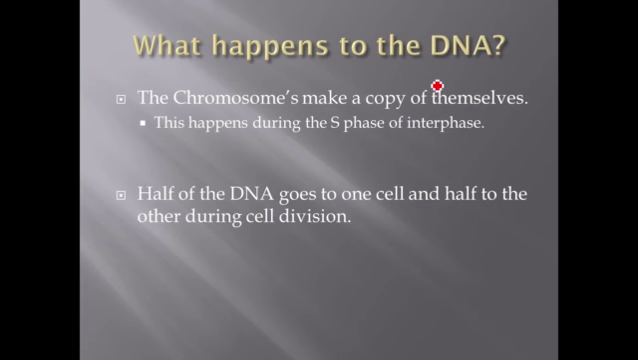Okay, so what happens to the DNA? Well, chromosomes make copies of themselves, and that happens during the S phase of interphase, which is talking about those steps I showed you in the cell cycle earlier. And when cell division takes place, half of the DNA goes to one cell and half the DNA goes to the other. So that way there's an equal sharing of DNA between the two new cells. And we'll go into a lot more detail about that later, guys.